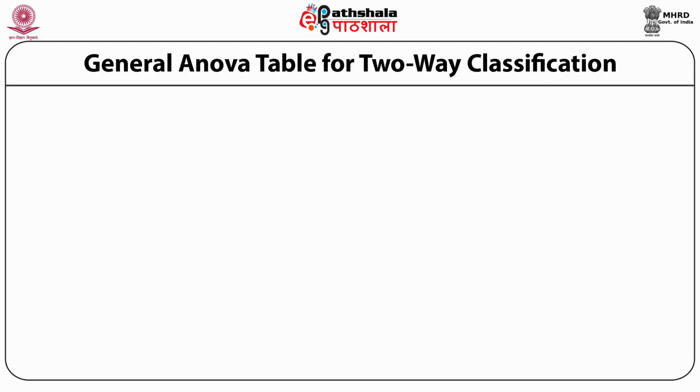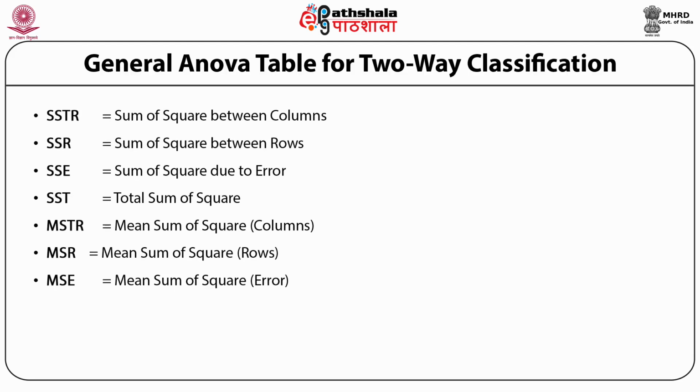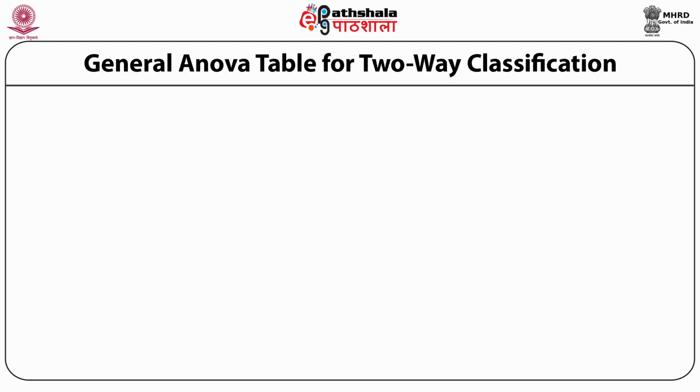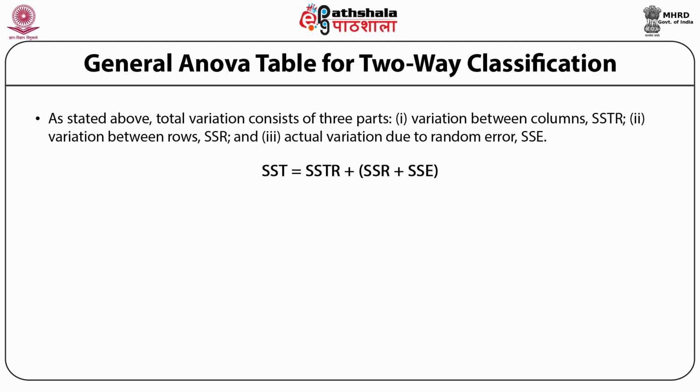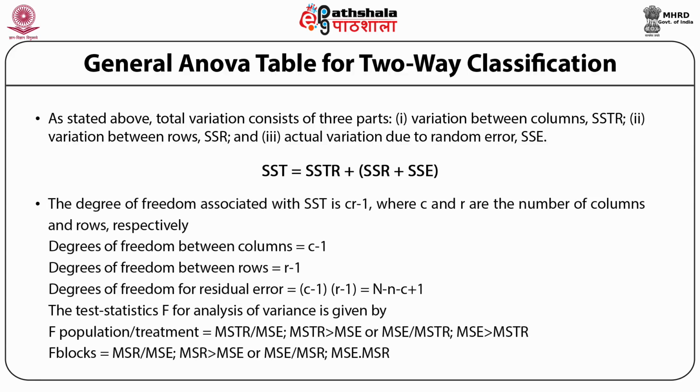Here you can see MSTR, I have already told you, is mean sum of squares, and MSR is mean sum of squares of rows, and MSE is mean sum of squares of error. So, the total variation consists of three parts: variation between columns, variation between rows or within column, then actual variation due to random error. The degrees of freedom associated with SST is CR minus 1, where C and R are the number of columns and rows respectively.